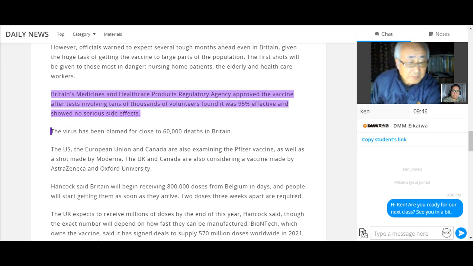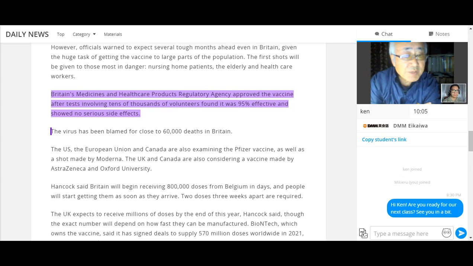Britain's Medicines and Healthcare Products Regulatory Agency approved the vaccine after tests involving tens of thousands of volunteers found it was 95% effective and showed no serious side effects.